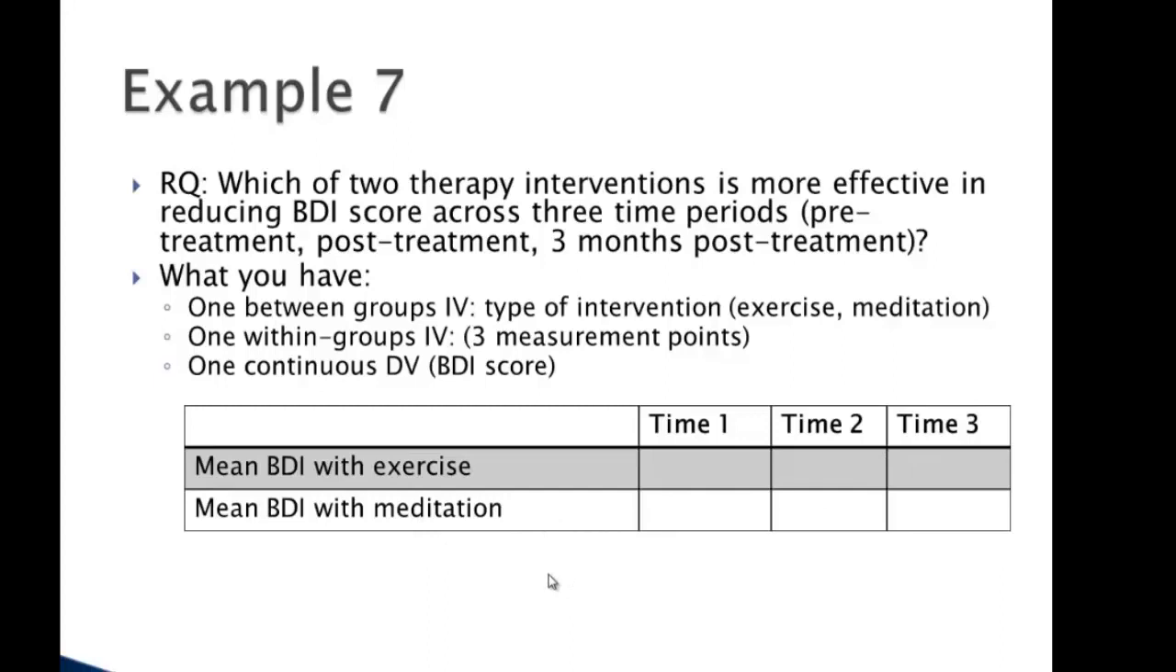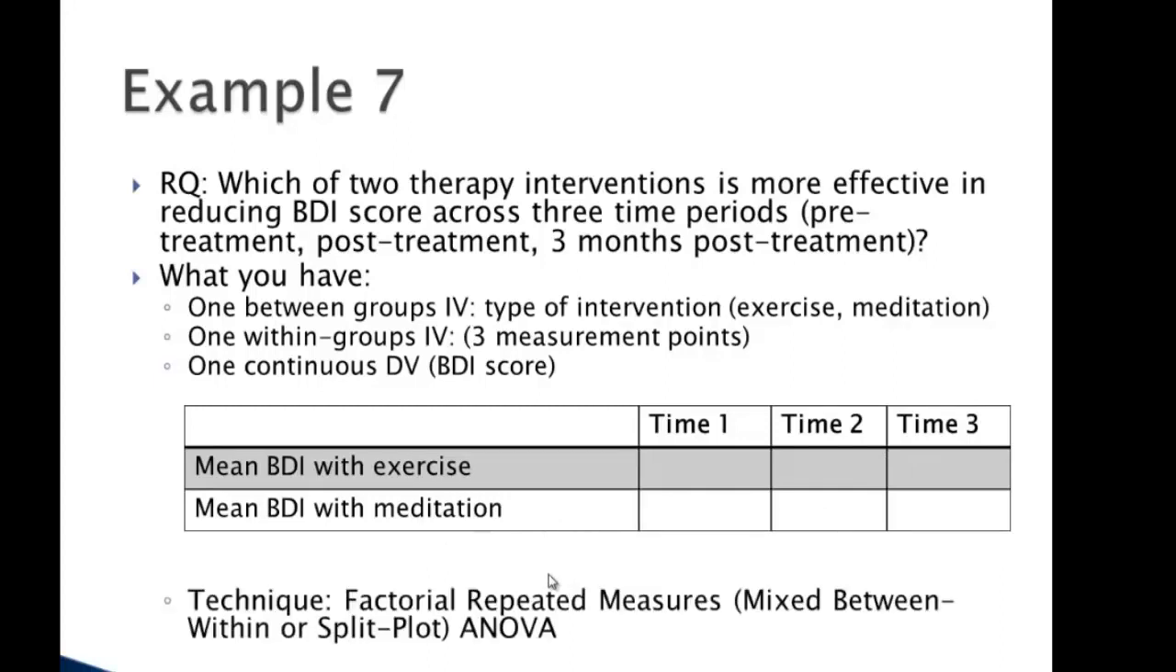So in this case, our technique would be that factorial repeated measures ANOVA, again sometimes called the mixed between-within design or the split plot ANOVA design. Unfortunately, again, we do not have a non-parametric alternative here. So again, we might need to rethink what our outcome is going to be.